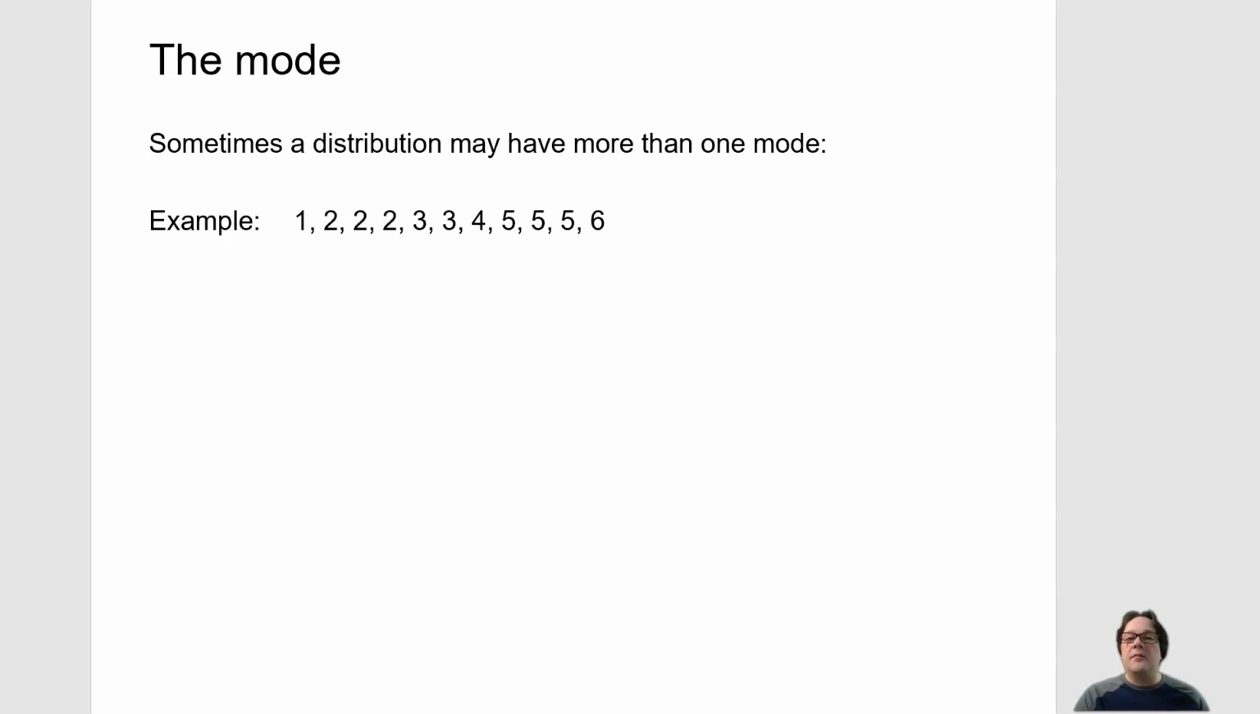Let's take a look at this distribution as an example. In this case, we have 1 1, 3 2s, 2 3s, a 4, 3 5s, and a 6. So the mode would be 2. That appears 3 times. But we have another score that appears 3 times as well: 5. So in this case, the mode would be 2 and 5.